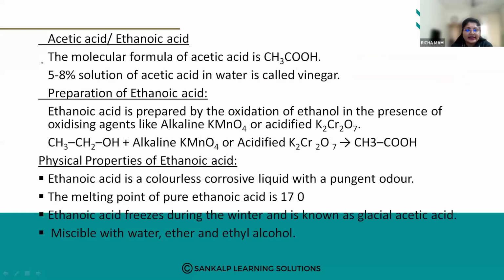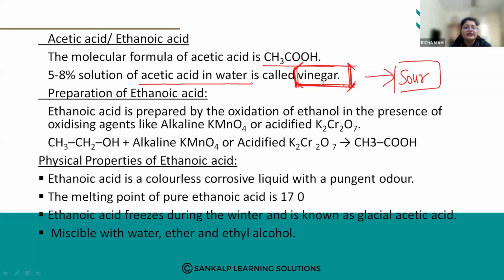Next is ethanoic acid. Ethanoic acid is also called acetic acid. What is the formula of acetic acid? CH3COOH. A 5 to 8% solution of acetic acid in water is called vinegar. Vinegar we use in our kitchens, right? It has a very sour taste. So a 5% to 8% solution of acetic acid dissolved in water gives you vinegar.